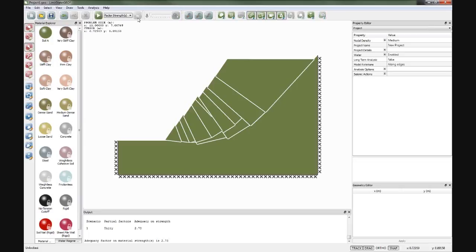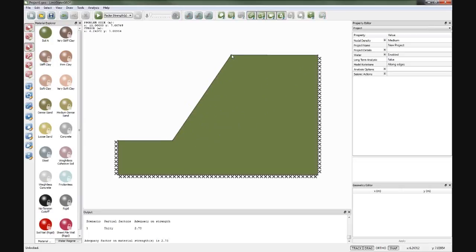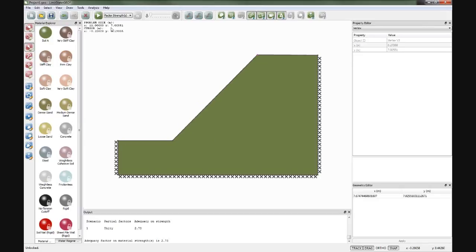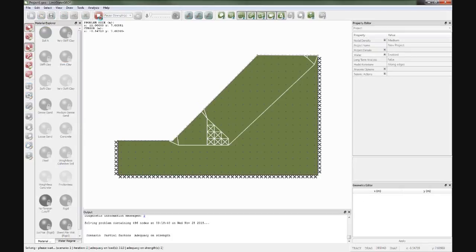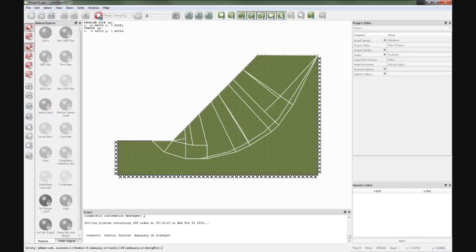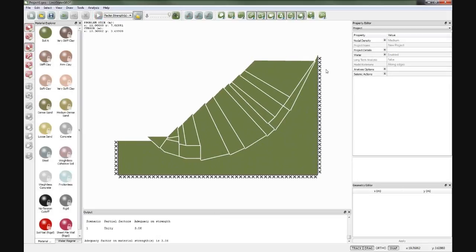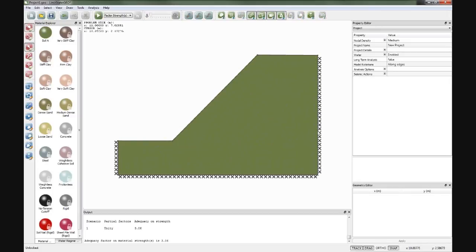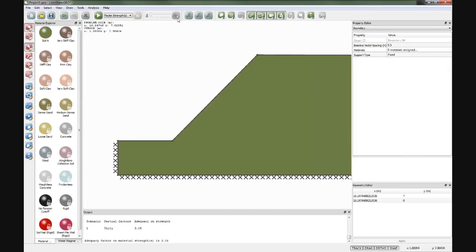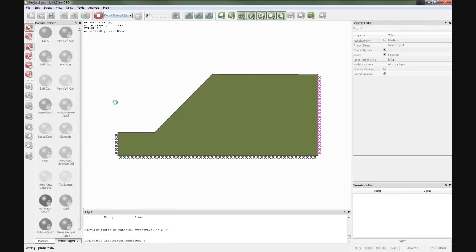And if I move that back further, I'll start to get a mechanism which goes below the toe. And again, the adequacy on strength, or factor on strength, will go up. In this case, it looks like it's coming out at 3.06. You'll see that the mechanism actually intersects a boundary here, so technically that's not valid if there is really soil behind. And it's very easy to click on the boundary and move it out and resolve.